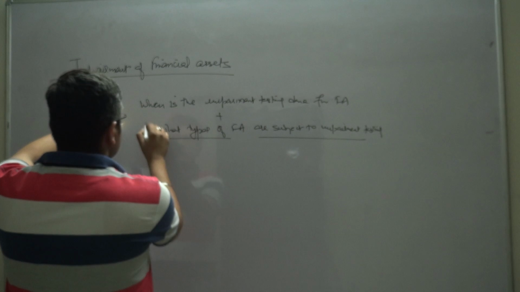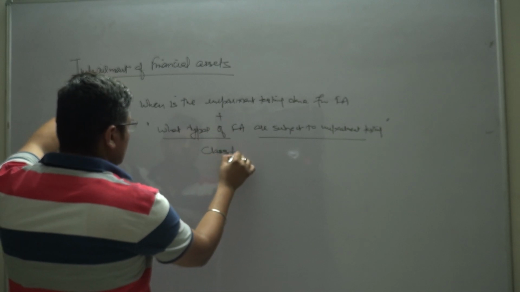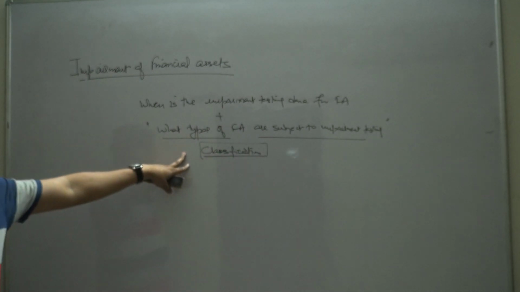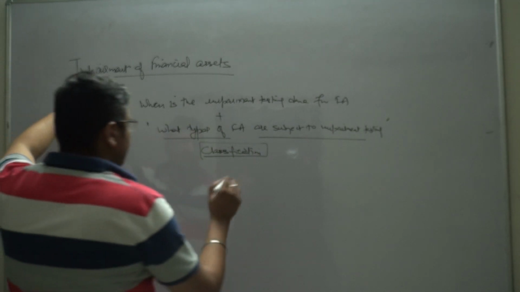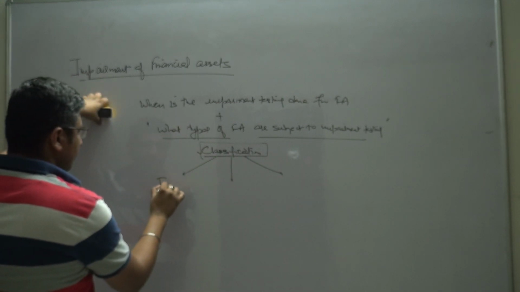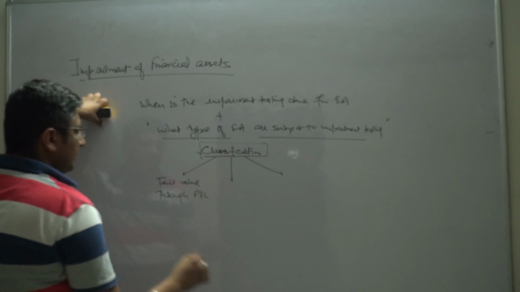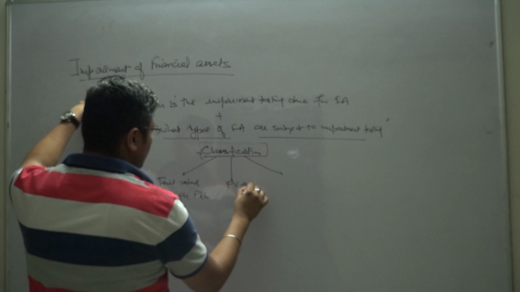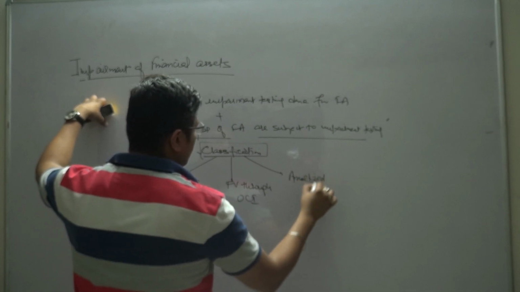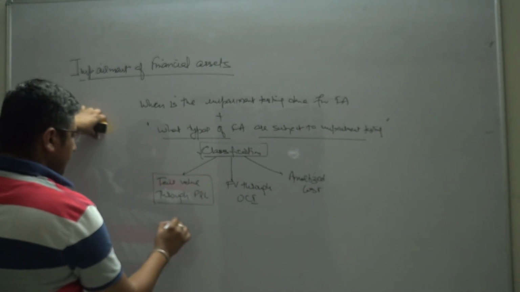What we need to remember here, as far as answering the second question is concerned, is that we would like to focus upon the very basic thought process of how financial assets are classified. What is the classification for financial assets? Guys, we remember there are three categories, predominantly fair value through P&L, fair value through OCI, and amortized cost.